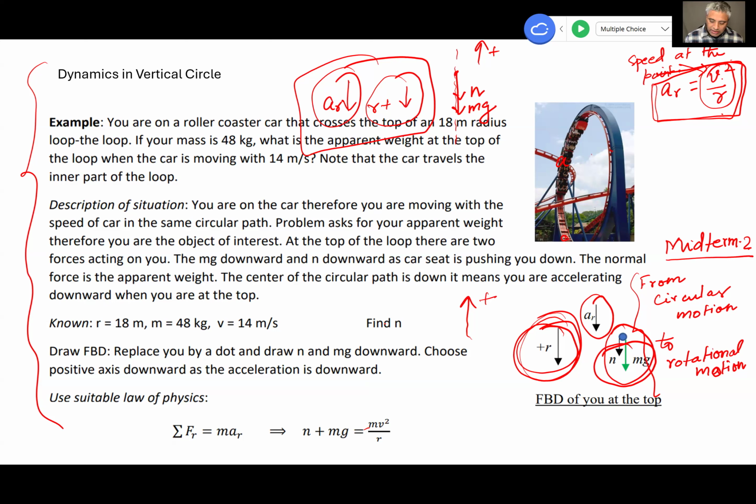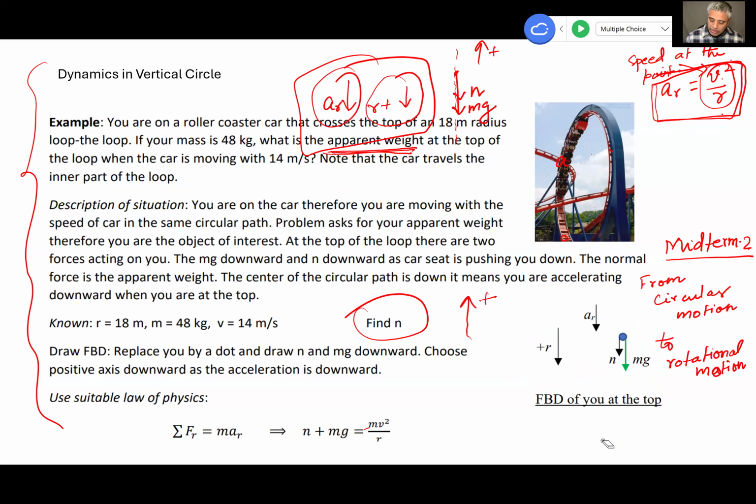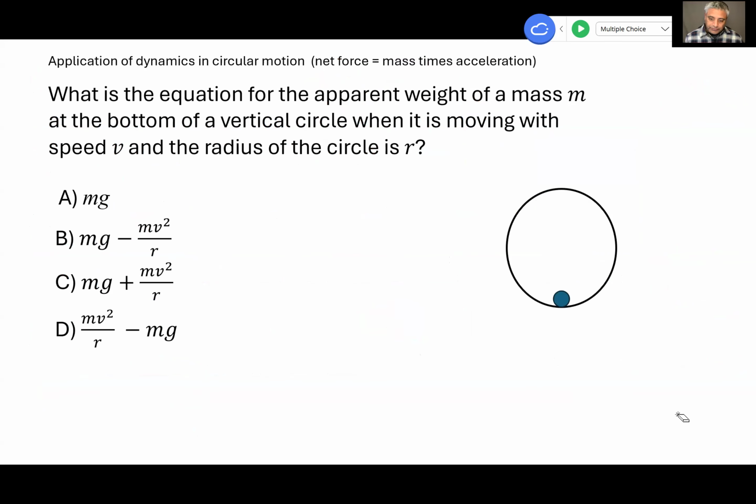So in this case, it says find the apparent weight. So whenever you are asked to find apparent weight, you are finding the normal force. Okay. So that we learned in class in circular motion. This being a review, I'm just reviewing in a little detail here. And now here is a question for you.